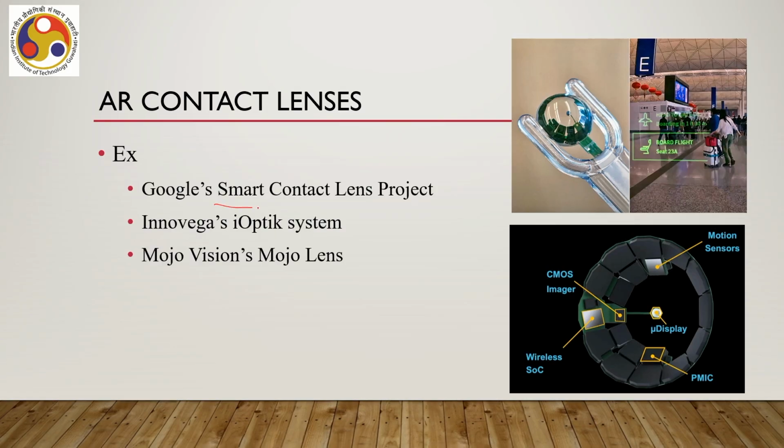Some example systems are Google's smart contact lens project, under which this type of lenses are being developed, then Innovega's eye optics system, Mojo Vision's Mojo lens. So, these are some of the activities that are carried out nowadays to develop such technology.